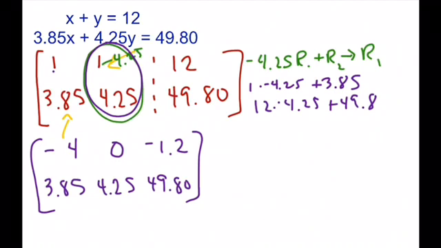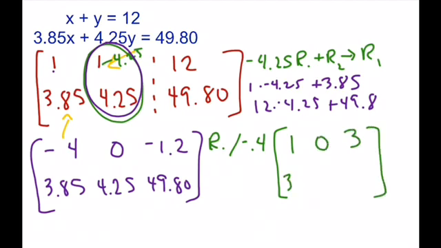Okay, now I can see that I would like to simplify this first row. So if I take my first row and divide it by negative 0.4, I'm going to get 1, 0, and then this turns out to be a 3. The second row is not changing. Probably should have left more room.